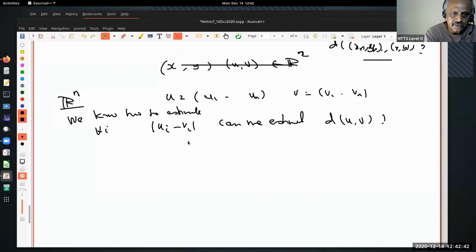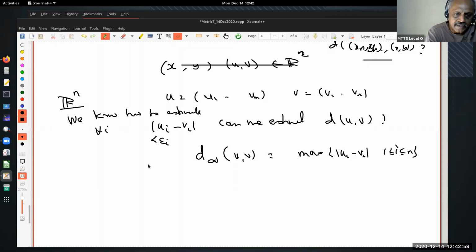Suppose I know how to estimate this for all i, then I know how to estimate the distance between u and v, because it is going to be the maximum of mod ui minus vi for i from 1 to n. Suppose each one of them is less than epsilon i, then this will be less than or equal to the maximum epsilon i. So I know how to estimate.